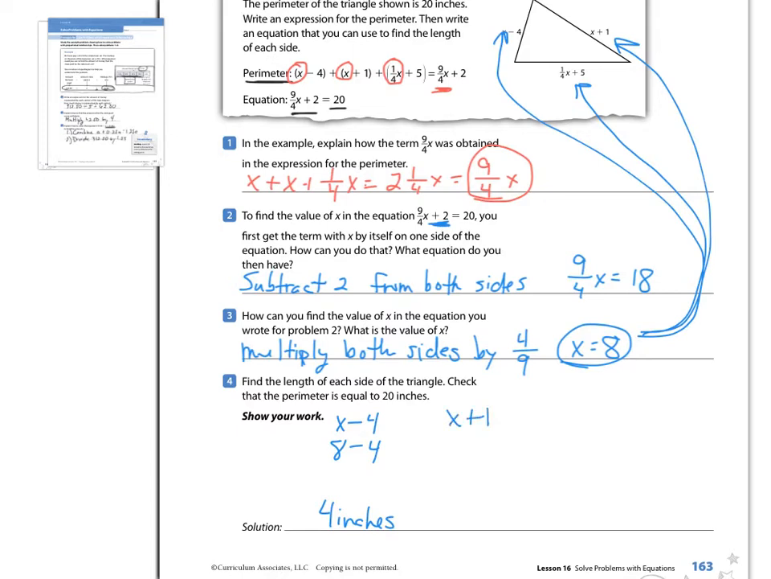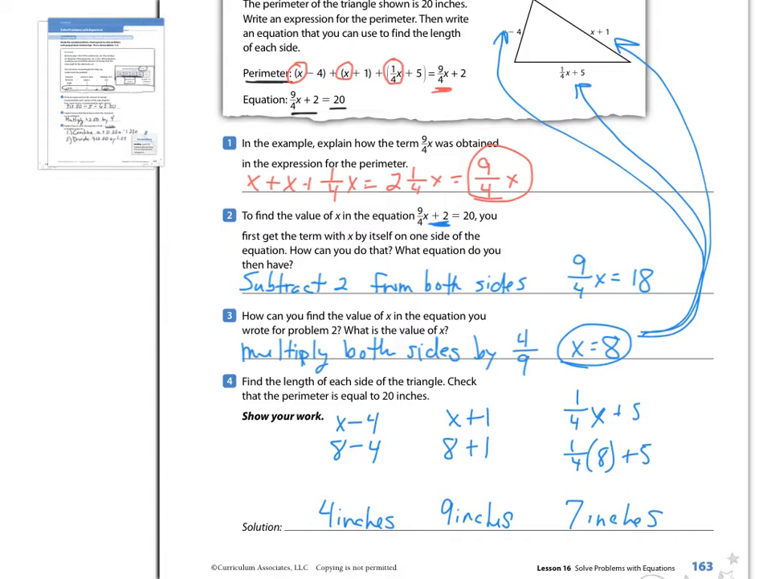The next expression is x plus 1. Again, substituting 8 in there for x, it'd be 8 plus 1, which is 9 inches. And then the last expression, 1/4 x plus 5. We would take 1/4 times 8 and then add 5. 1/4 times 8 is 2. 2 plus 5 is 7 inches.